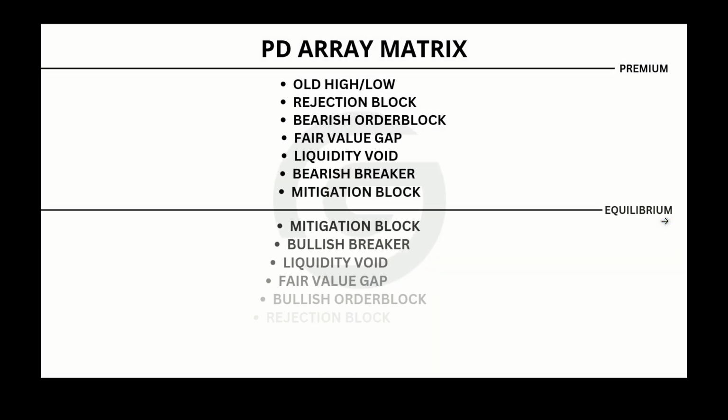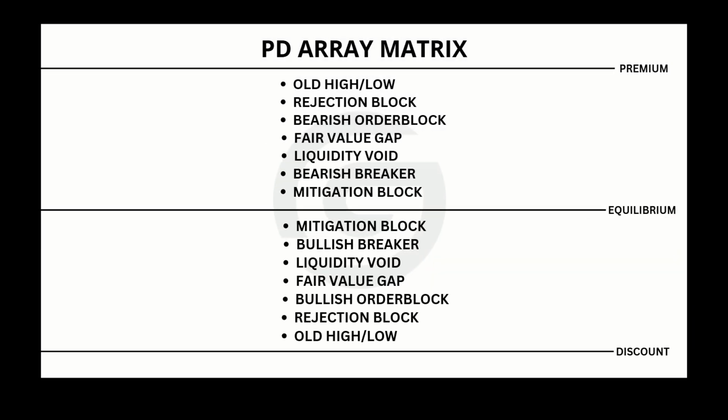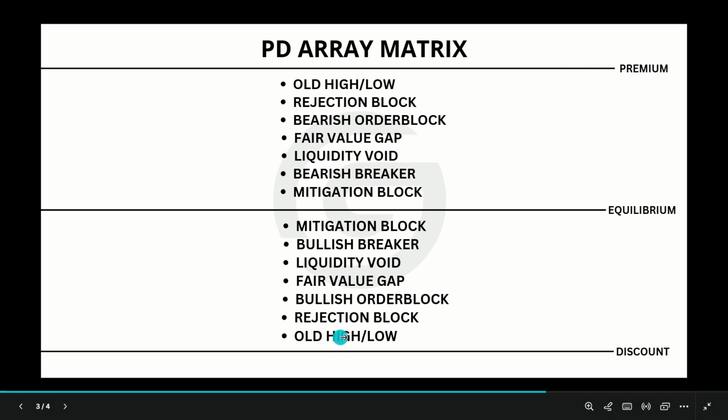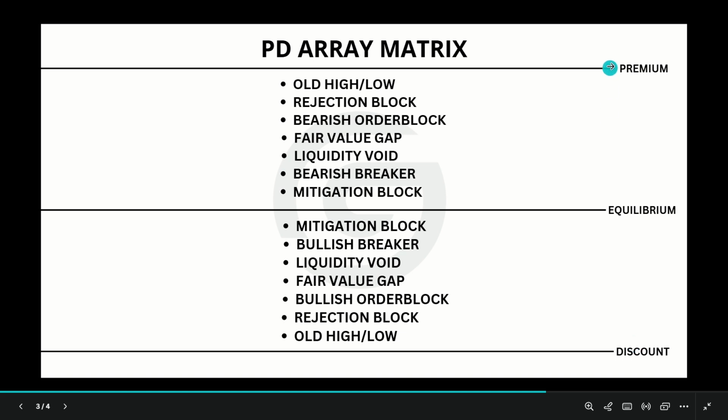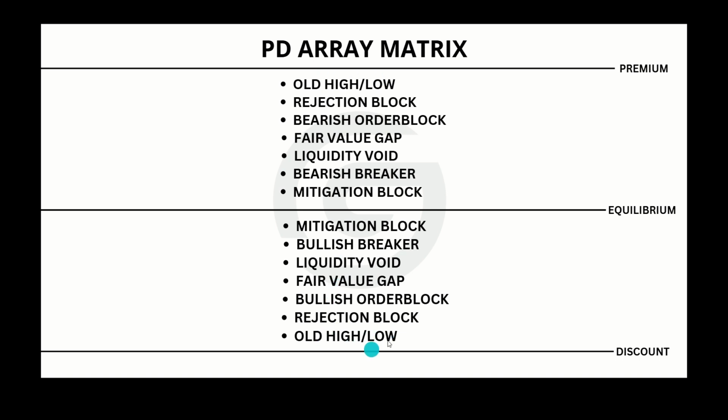So let's go on to the next one. What is the next one? It's the PD array matrix. Why did I say the high and low is most important and most crucial? It's because it is the first PD array in the premium area of the range, and the same thing, it is the first PD array in the discount area of the range. We go from higher to lower in the premium area of the range, and from lower to higher in the discount area of the range. So in both ranges, premium and discount, the high and low remain the first PD array.